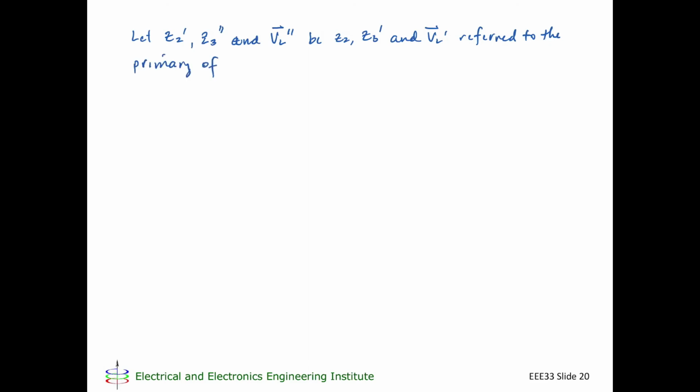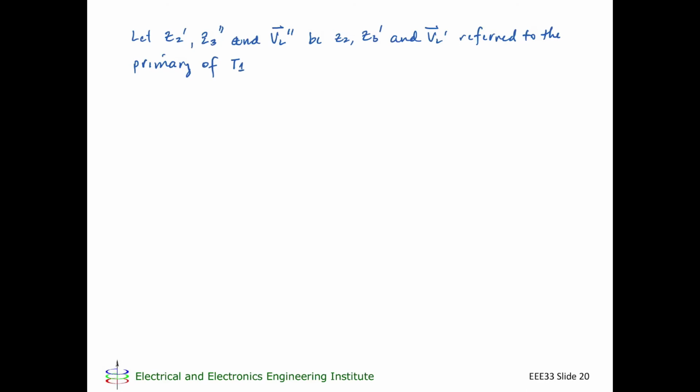So let Z2 prime, Z3 double prime, and VL double prime be Z2, Z3 prime, and VL prime referred to the primary of this time T1.